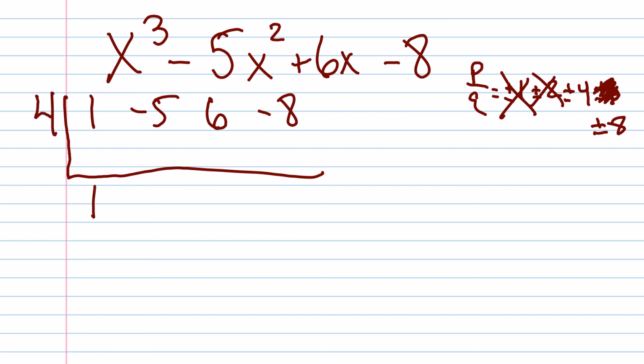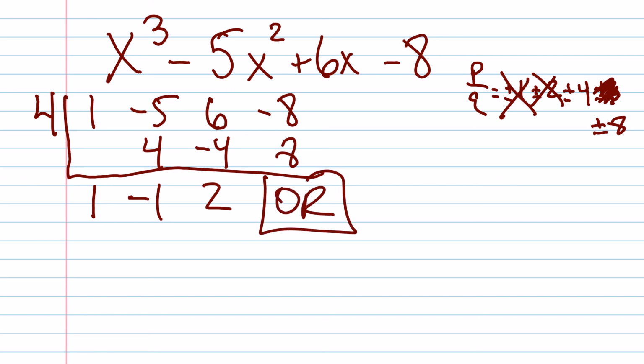Drop down the 1. 1 times 4 is 4. Get a negative 1. Get a negative 4. Get a 2. 4 times 2 is 8. Boom, there's my remainder. No remainder, I mean. Which means I now have x squared minus x plus 2.